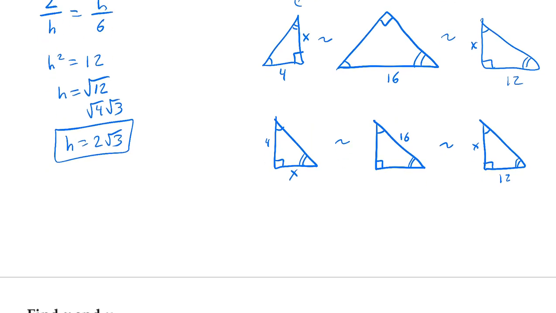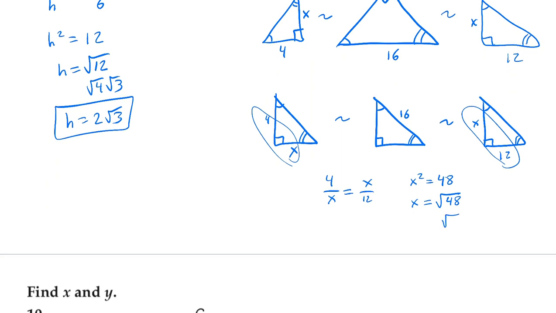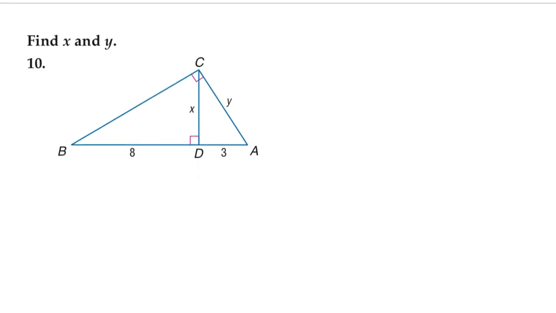Well, now I can clearly see that the ratio is right here and right here. So it's just 4 is to X as X is to 12. So that's X squared equals 48. So X is root 48. Or in other words, root 16 times root 3. Or X equals 4 root 3. Very cool. Okay, so find X and Y.